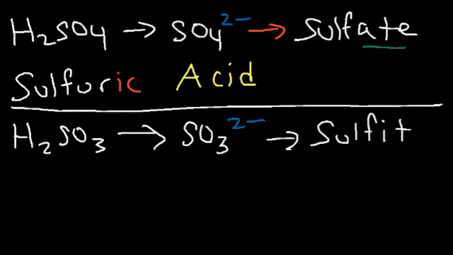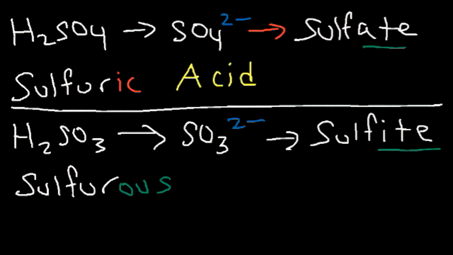So let's focus on the suffix "ite." We're going to have to replace it with "ous." So let's write the element first, sulfur, and then let's add the "ous" part to it, and then the word acid. So this is called sulfurous acid.